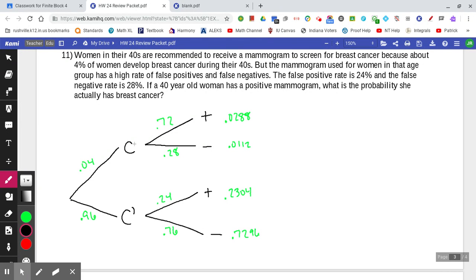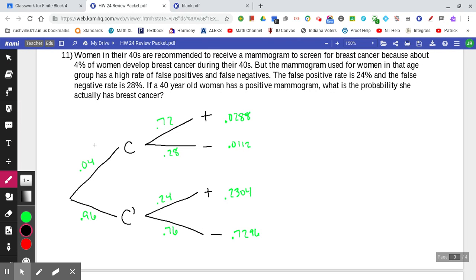So someone that actually has cancer would receive a cancer test, and it's either going to come back positive or negative. And even if they don't have cancer, they don't know that. And their test will come back positive or negative. And so you have these true positives, you have the true negatives, but then you also have the false positives and the false negatives. So it says that the false positive rate is 24%.